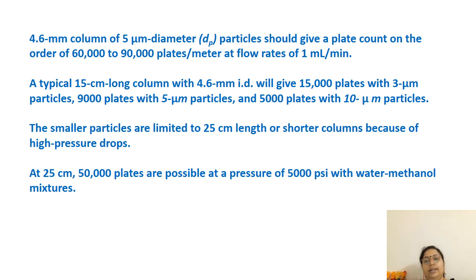And it is clear that when the particle size decreases, the number of theoretical plates in an HPLC will increase. Smaller particles are limited to 25 centimeter length or shorter columns because when the particle size decreases, the packing pressure will increase. So for a 25 centimeter column, 50,000 plates are plausible at a pressure of 5,000 psi with a water methanol mixture.